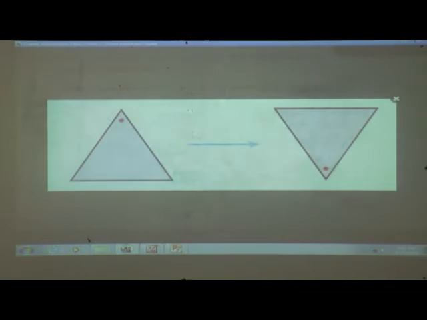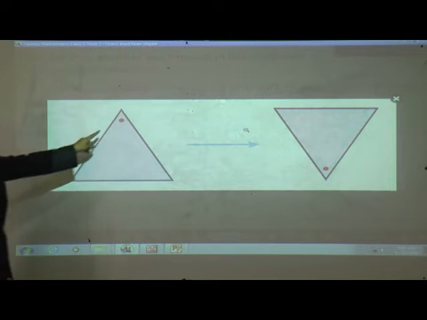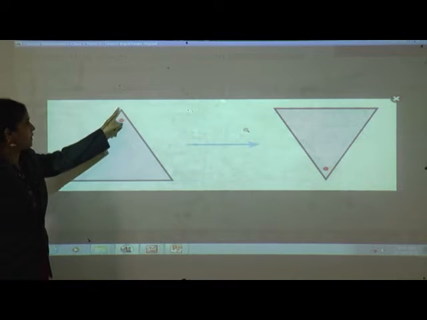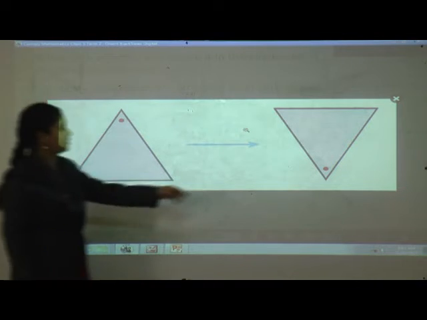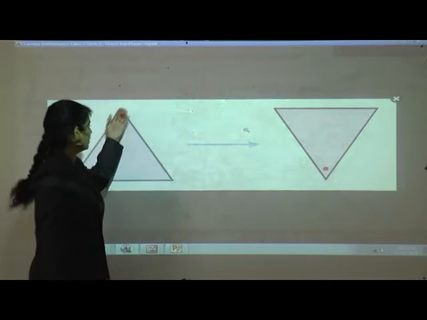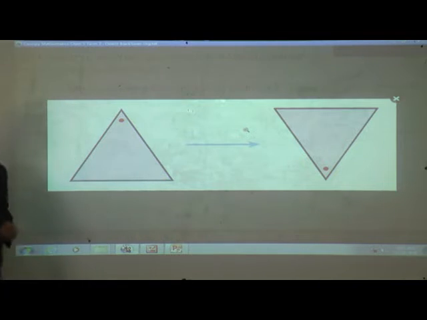Now see here, a triangle will look different. Why? See, here is a red dot, and if you half turn it, the red dot will come here. That means the triangle will change its shape. Okay.